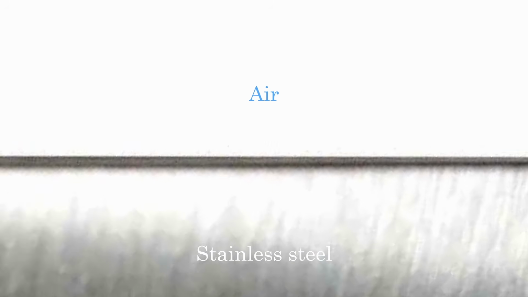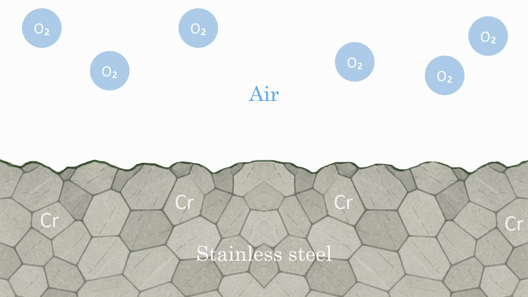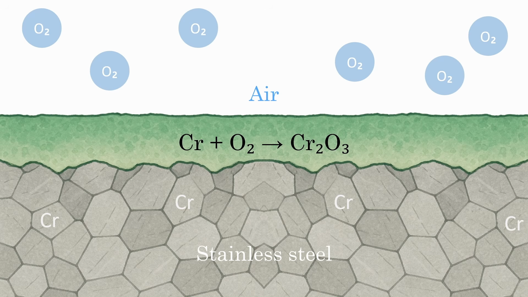So what does chromium do? The chromium in a steel reacts with oxygen and forms a very thin, invisible, passive chromium oxide layer on the surface. How thin is this layer? About 1 to 3 nanometers. To give you an idea, that is roughly 100,000 times thinner than a human hair.